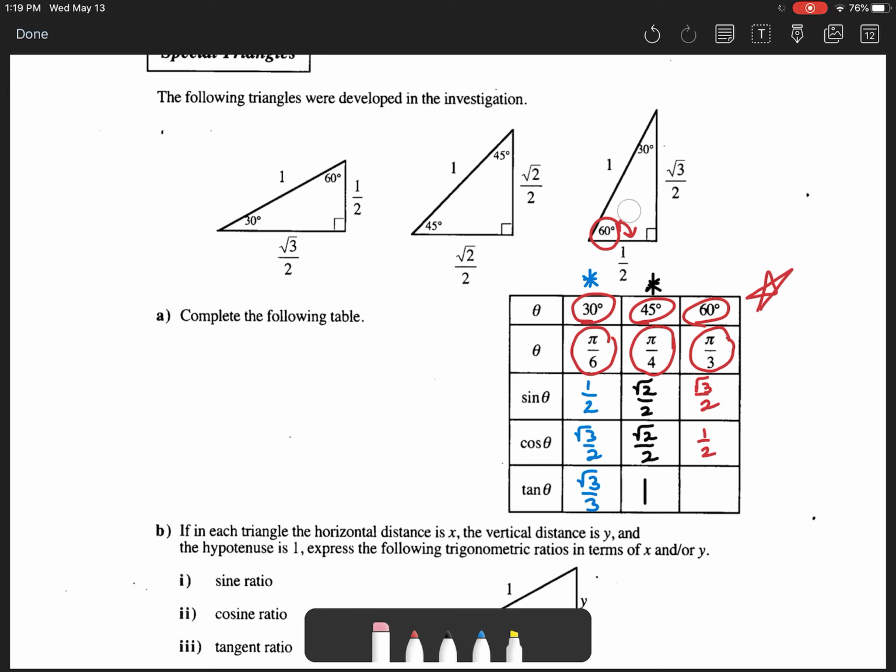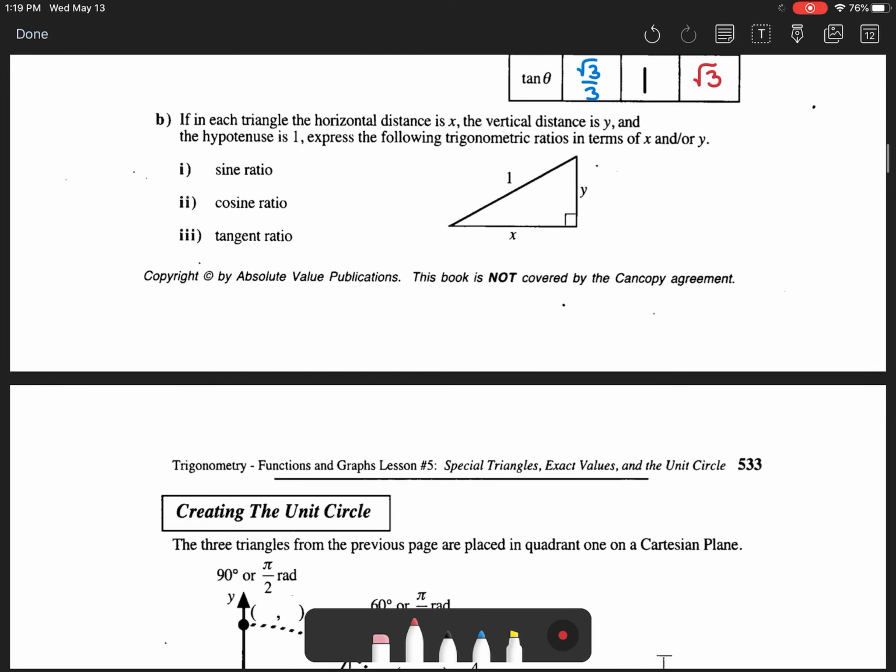And then a little more work again for the tangent, because tangent is always the opposite side over the adjacent side. So root 3 over 2 over 1/2. So when I cancel the 2's, you end up with the square root of 3. So there are the values, and again, that table you want to know. The faster and the better you know that table, the easier your life will be moving forward.